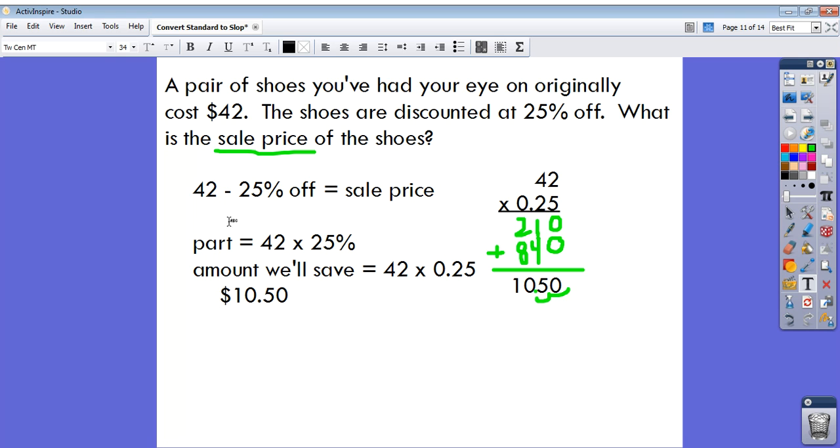So we can take a look at the initial equation I wrote out: it's going to be $42 minus the 25% off equals the sale price. So that's $42 minus what we're saving, $10.50, equals our sale price. Go ahead. I want you to write this down, 42 minus 10.50, in your notebook. Solve it out. Raise your hand for a teacher to check when you're finished. Then you're ready for your practice.